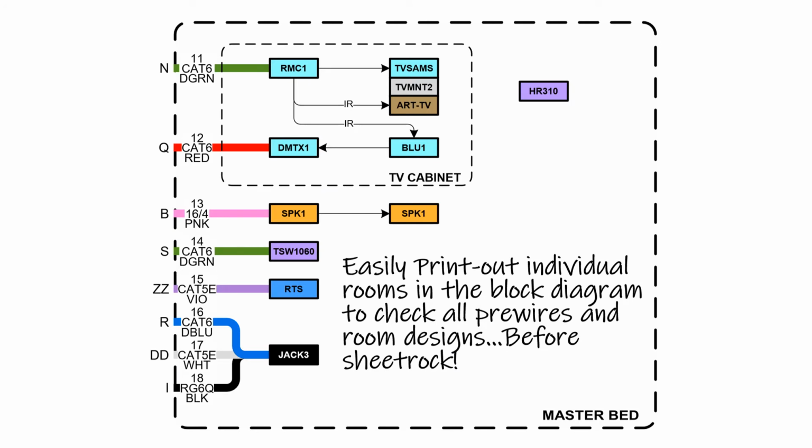Each of the block diagram rooms and head end areas can be individually printed out and placed at each room's entry on the job site. And this helps the techs to clearly and quickly see what devices and cables each room is expected to have before sheetrock.